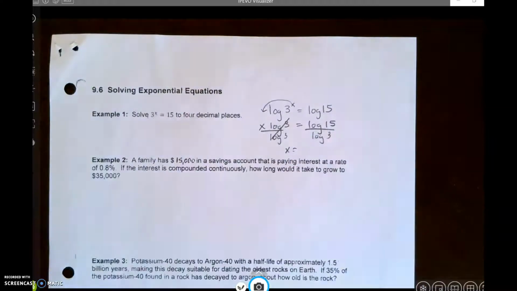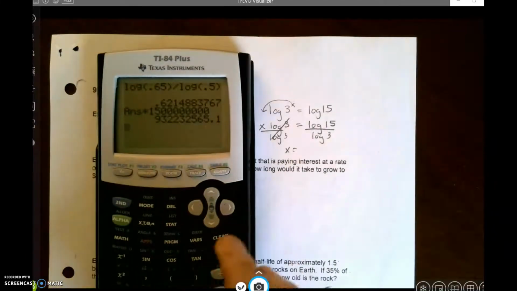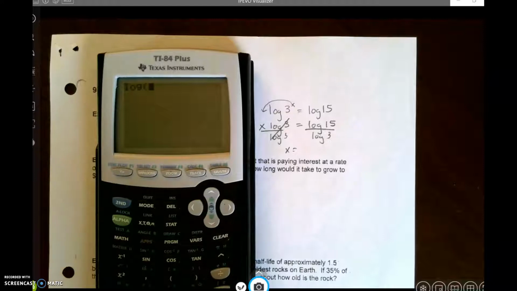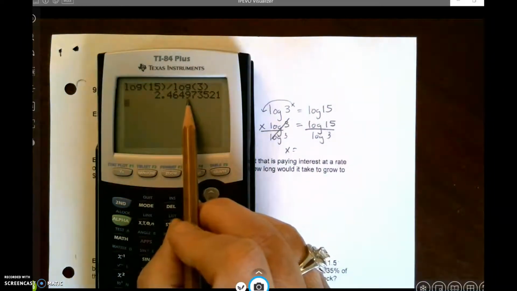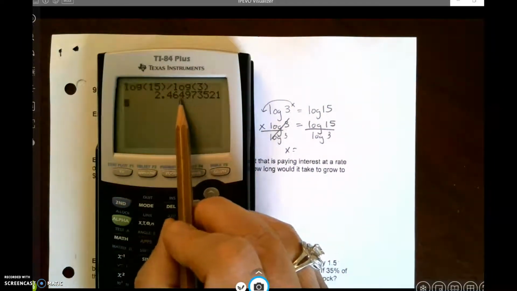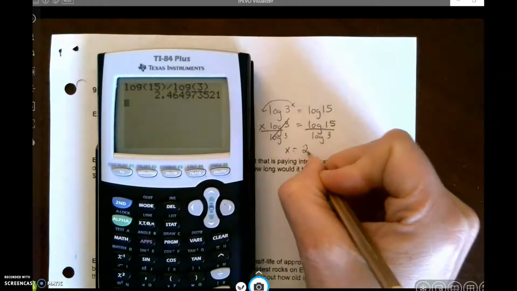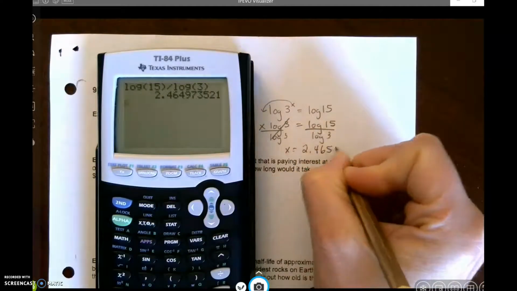And I'm just going to put that into my calculator. Log of 15 divided by log of 3. And it says to 4 decimal places. That 7 is going to bump the 9, which is going to bump the 4. So I get 2.4650.